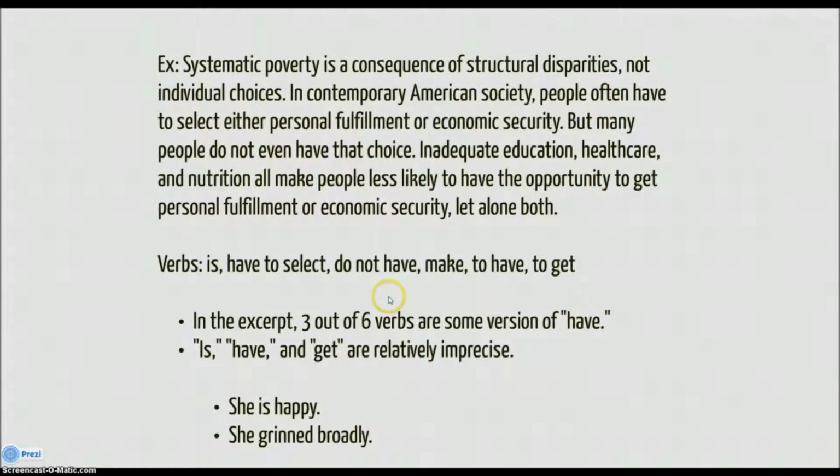Well, let's look at this. In this excerpt, 3 out of 6 of our verbs are some version of have, so this is a little bit repetitive. Also, we have an is, we have a have, and we have get. These are relatively imprecise words. Look at this sentence right here. We have she is happy, right? Well, that means pretty much the same thing as she grinned broadly. Grinned gives us a lot more information than just is, right? Is is very generic. So grinned would be a stronger verb, is would be a weaker verb.